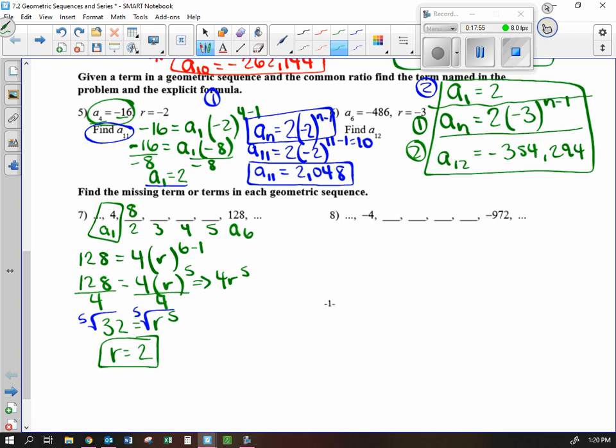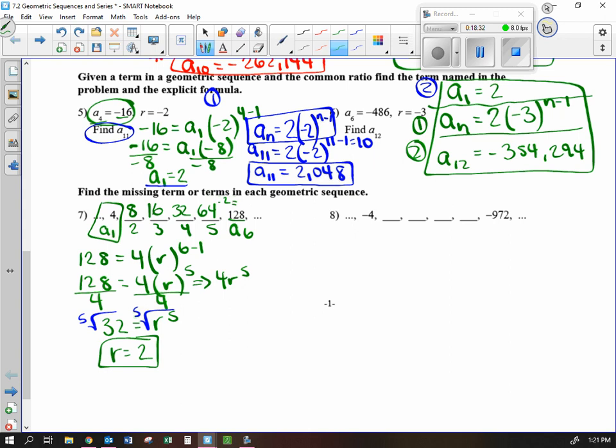4 times 2 is 8. 8 times 2 is 16. 16 times 2 is 32. 32 times 2 is 64. And we filled in all the missing terms of that sequence. Just to check, we could take 64 times 2. Does that equal 128? You betcha it does. So we did that one correctly. That would be the process to fill in the missing terms: find the common ratio, and then apply that to that first number.